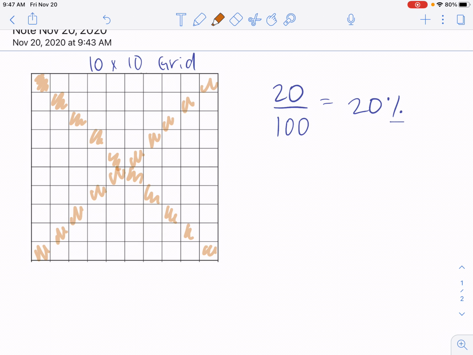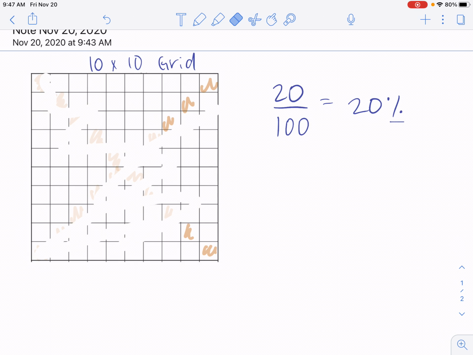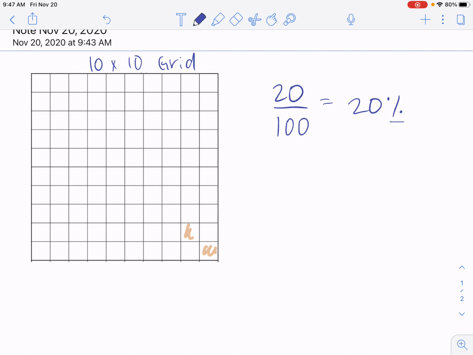If I wanted to model 7%, let's say I wanted to see what 7% looks like. You could color in 7 squares. Let's say I do 1, 2, 3, 4, 5, 6, 7. There we go. 7 out of 100, 7%. So a 10 by 10 grid can help you figure it out.